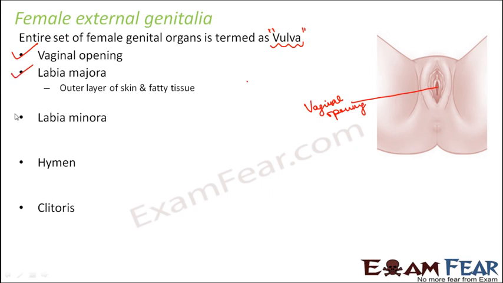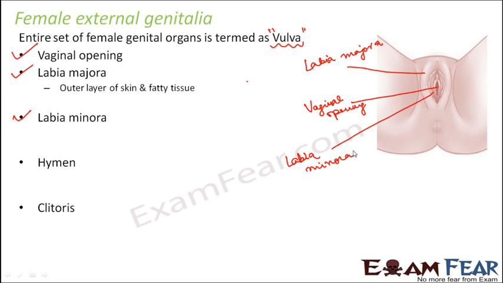Next is the labia majora and labia minora. So these are like fleshy lips around the vagina. So here you can see there are lip-like structures surrounding the vagina. So the outermost one is labia majora, the outer one, and the inner one is labia minora. So where is the inner one? So this is the inner one. So the inner one is labia minora. They just look like lips surrounding the vaginal opening.